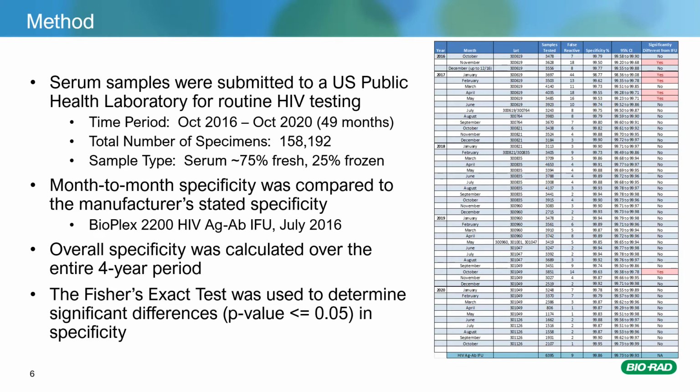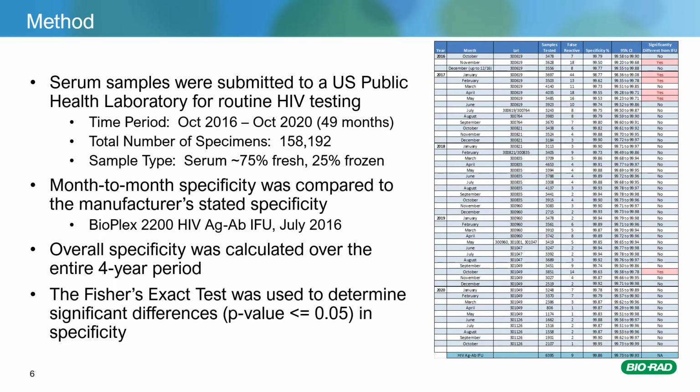Between October 2016 and October 2020, over 158,000 serum samples, approximately 75% of which were fresh and 25% frozen, were submitted to the public health laboratory for routine HIV testing. A total of 49 months were tabulated with monthly details shown in the table on the right, primarily for reference. The next slide will show a little bit more.